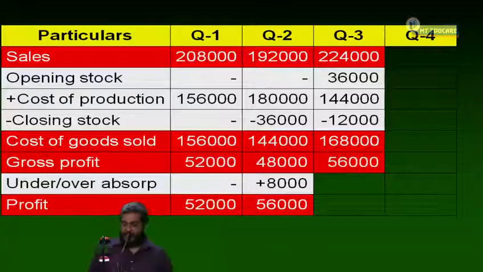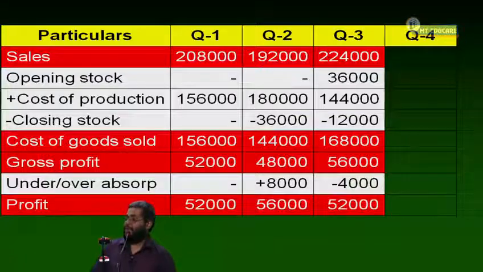No, ignore it. Is there under or over absorption? Yes. Under absorption. How much is it? 4,000. Add or subtract? Subtract the 4,000 under absorption. I get a profit of 52,000. Quarter 3 profit is 52,000. Respond yes or no. Next.